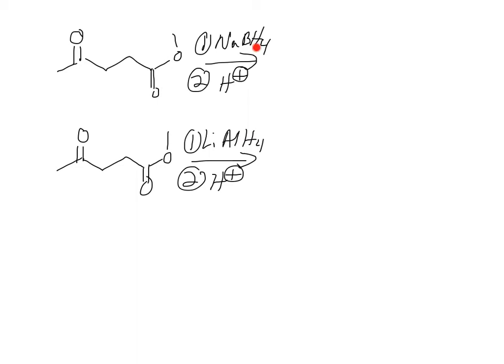But why is the BH bond different than the aluminum H bond? What's the difference? Less orbital overlap for which one? Less orbital overlap for the aluminum, because aluminum's bigger. It's bigger than boron, right? It's one row down on the periodic table. So aluminum's bigger, so there's less orbital overlap. So that's going to be a more reactive H minus source. So why does that matter?